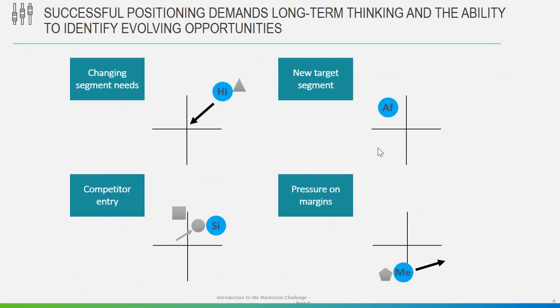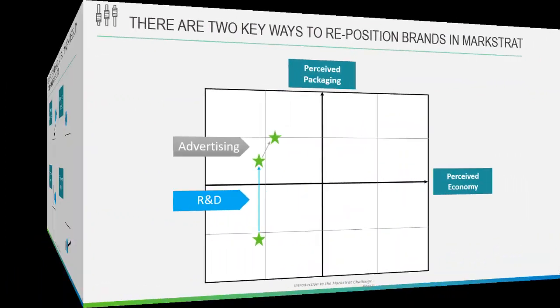So, like it says here, successful positioning requires a long-term view and the ability to anticipate what's going on. Segment ideal values change, and you've got to anticipate those. A new competitor enters the marketplace with a similar product. That's a challenge. There are lots of different things going on that impact your positioning of your brands.